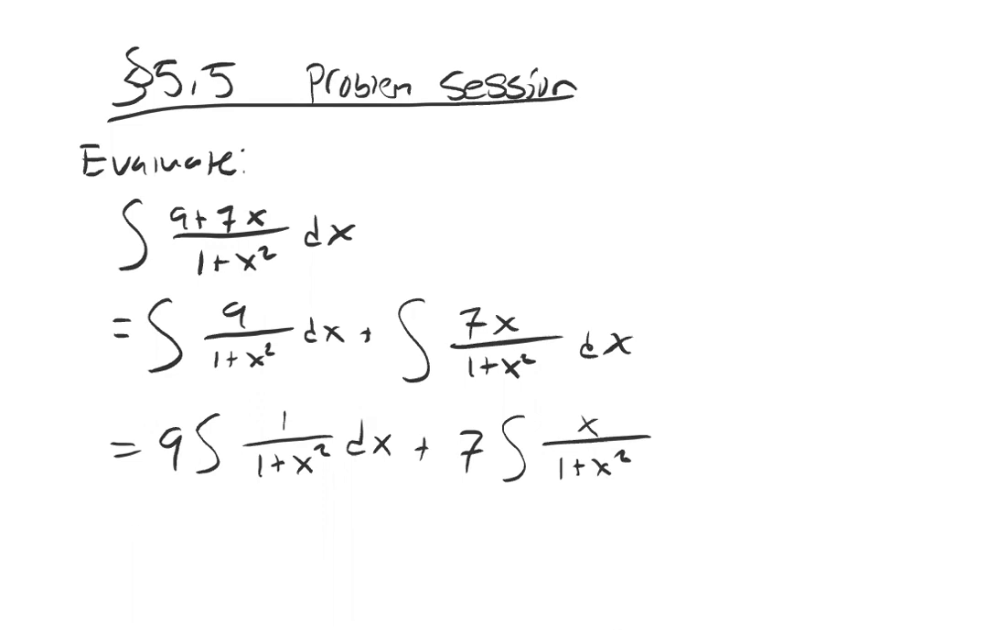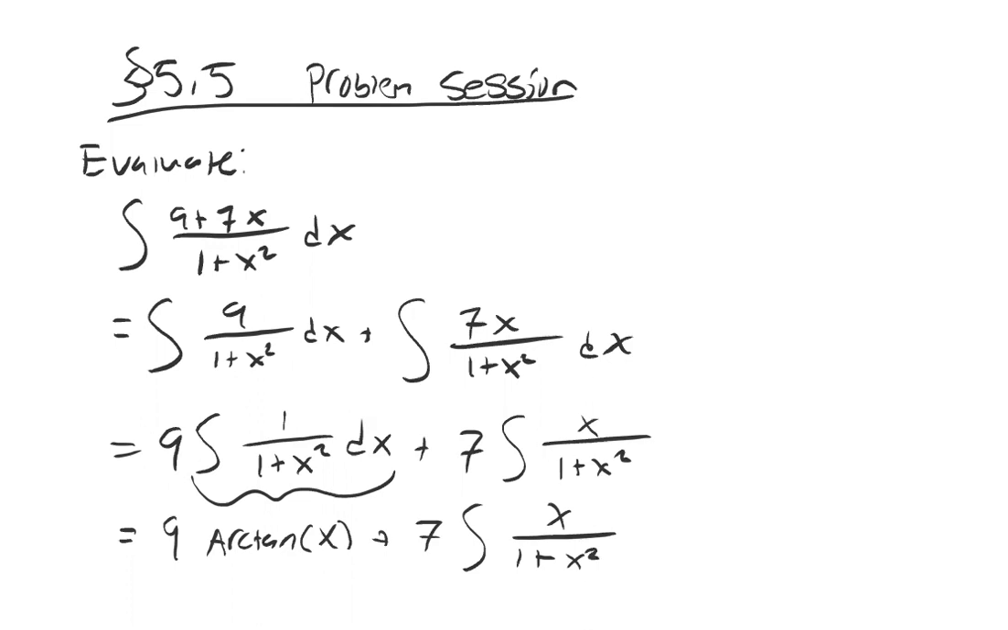This first integral, we can actually do without any u substitutions. This is one of those ones that we're supposed to have memorized. The integral of 1 over 1 plus x squared is the arctan of x. And now I have this integral, 7 times the integral of x over 1 plus x squared. I haven't written down my c yet because I'm going to wait until I do the second integral and put it there at the end. So we're still okay here.